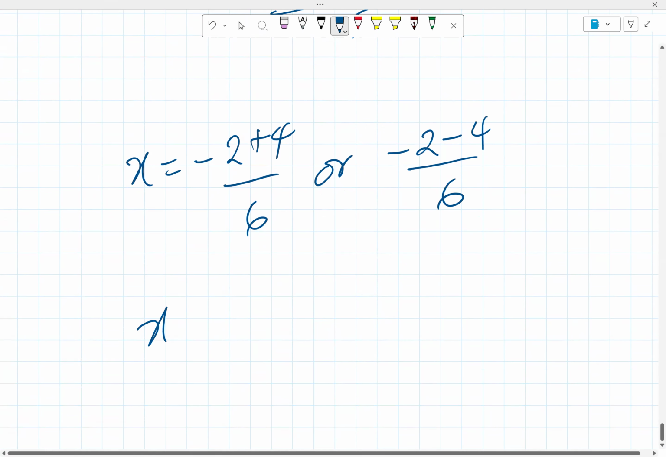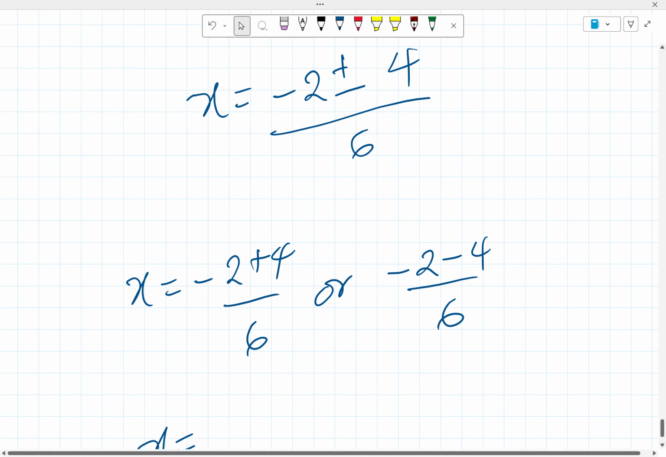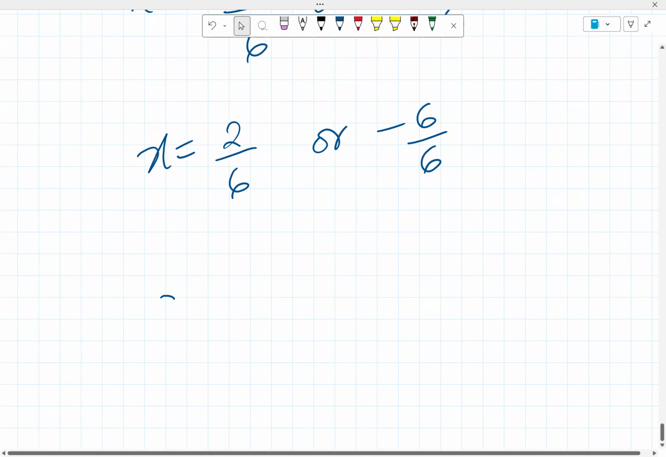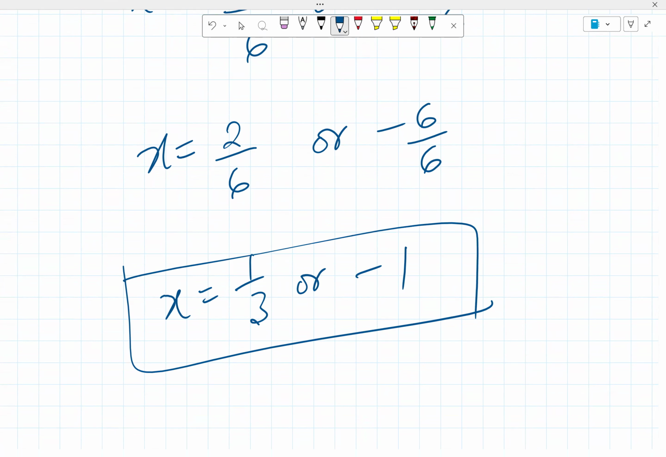So we have x is equal to minus 2 plus 4 all over 6 is 2 over 6, or minus 2 minus 4 over 6, that's minus 6 over 6. So that x now is equal to 1 over 3 or minus 1. So these are the possible solutions of x in this case. Okay, so this does not involve surd as it were.